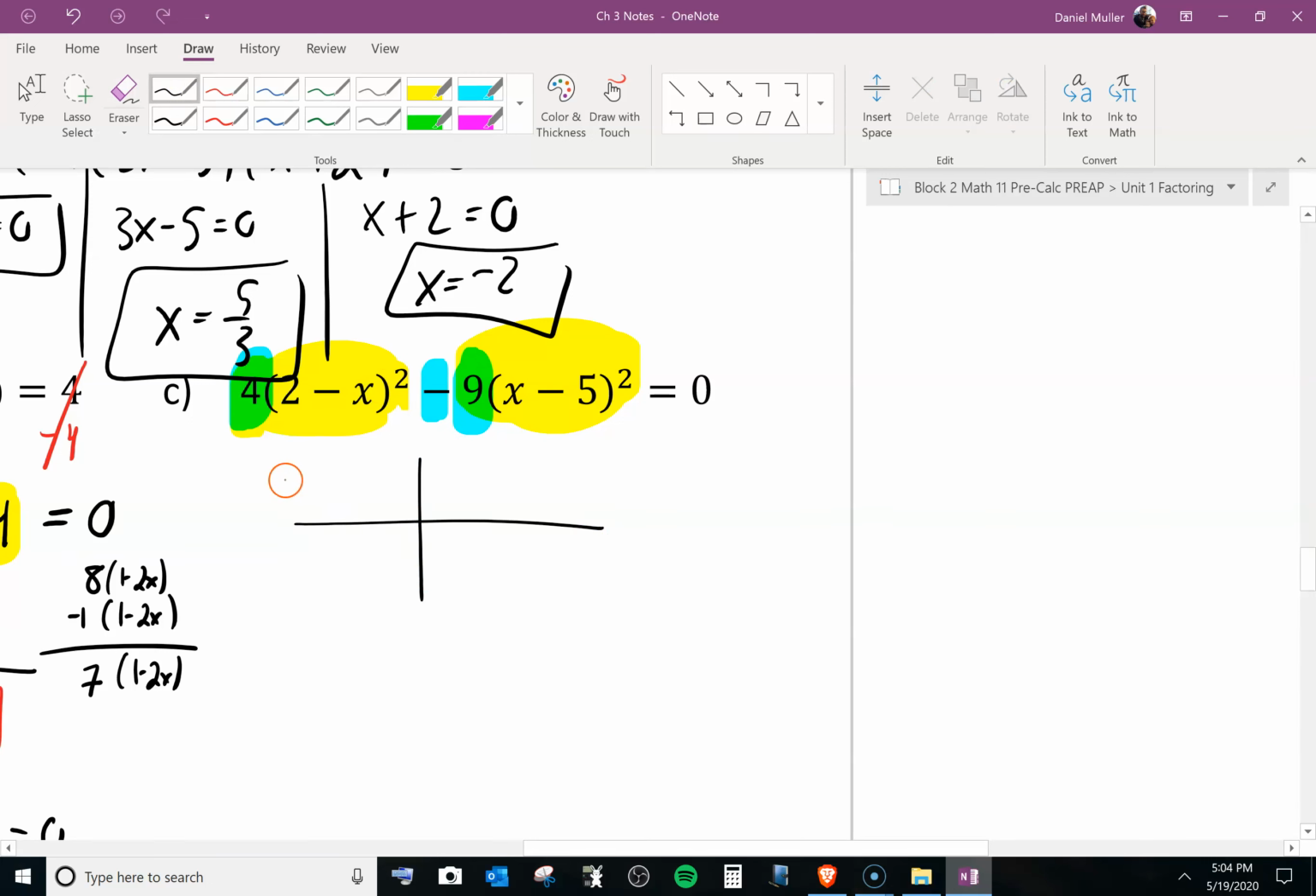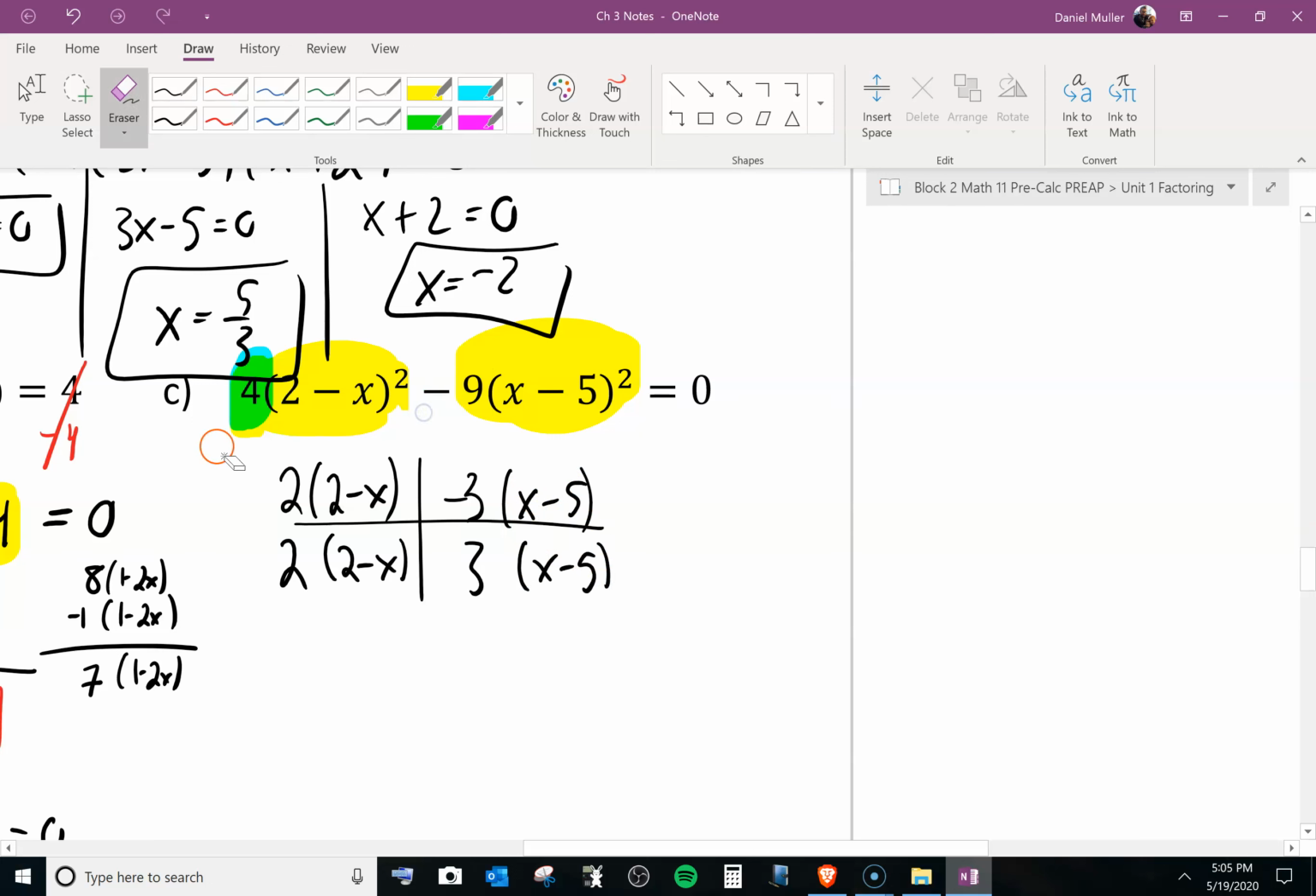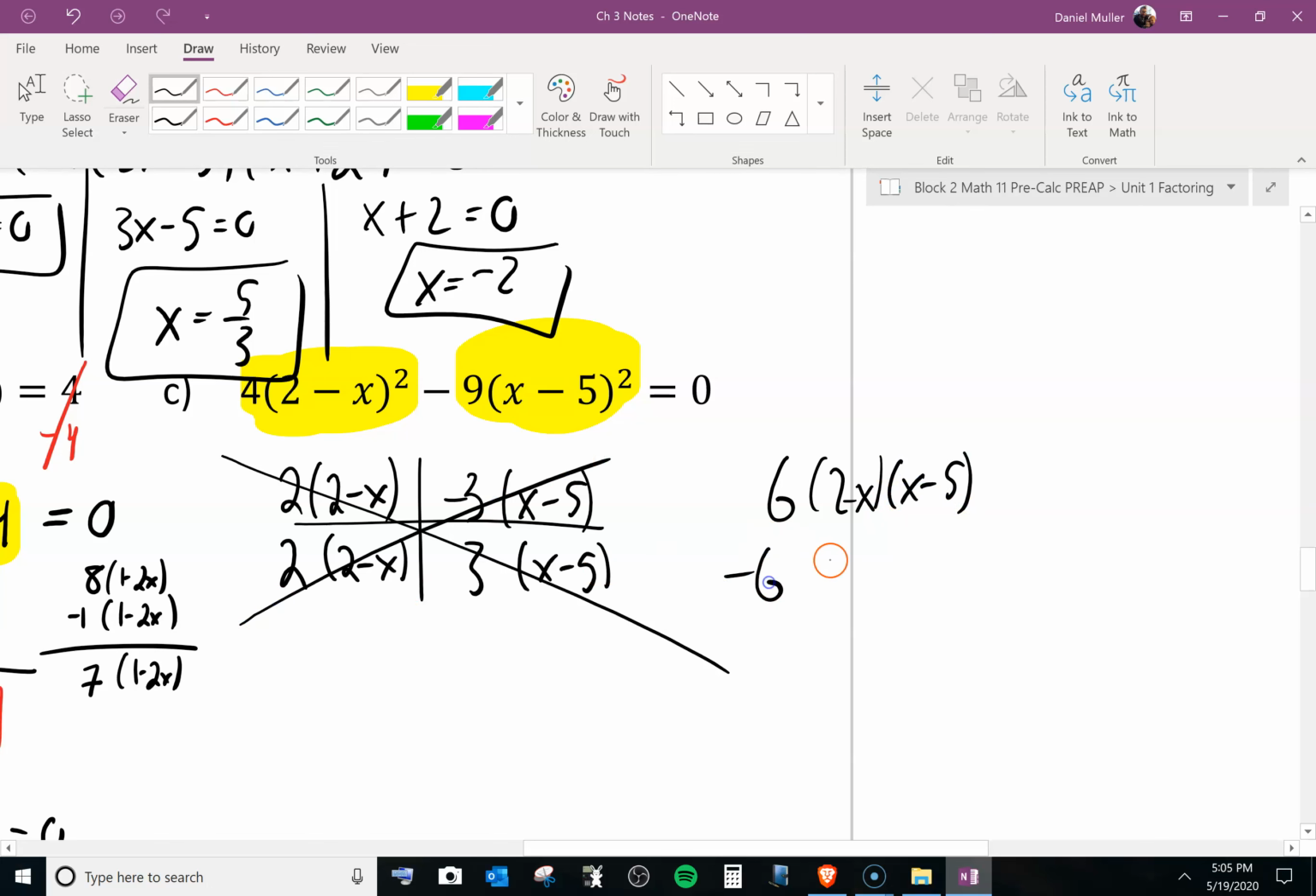These are perfect squares. So 2 and 2, 3 and 3. One of them is negative. And this needs to be 2 minus x and 2 minus x in order to get the 2 minus x squared. This needs to be x minus 5 and x minus 5 in order to get the x minus 5 squared. And my diagonals are going to be 6, 2 minus x, x minus 5. And this one's going to be negative 6, 2 minus x, x minus 5.